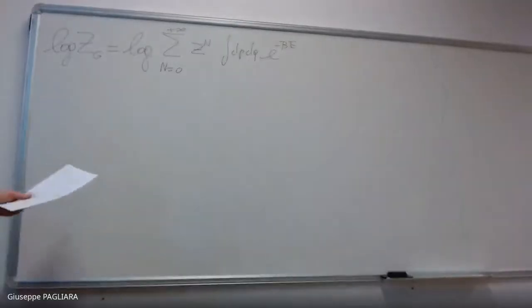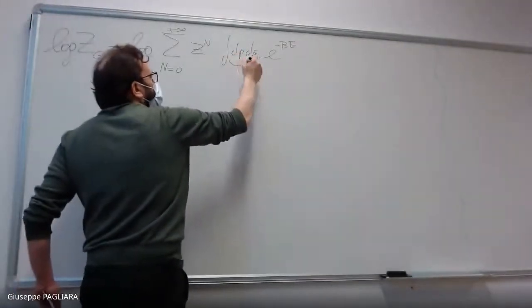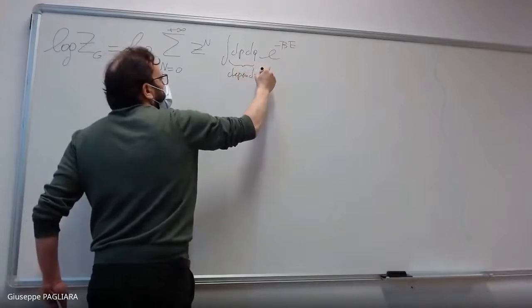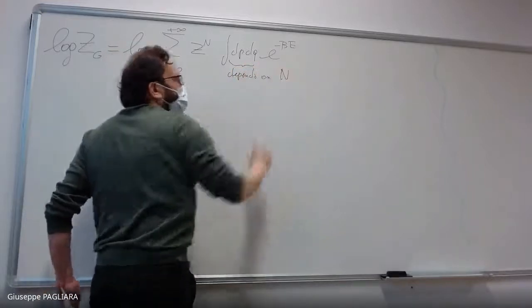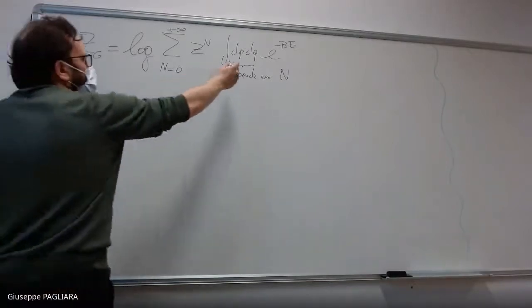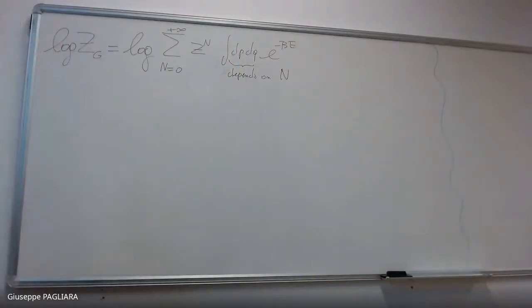where also dq and dp, of course, depend on N, because if I have N particles, I will have 3N values of momenta and 3N values of q. Since I'm changing the number of particles here, the dimension of this integral will also change.